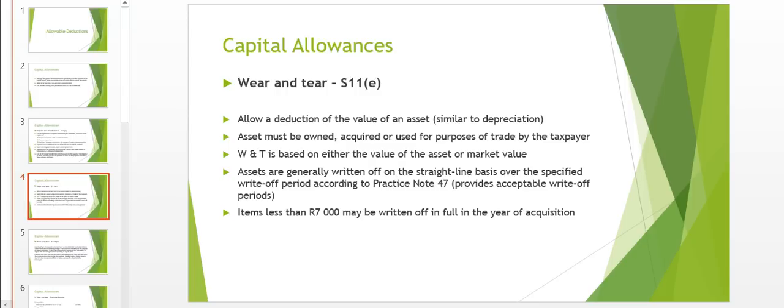With the wear and tear, you've got practice note number 47, which provides some acceptable write-off periods for any type of asset. It will tell you, for example, that the write-off period for a delivery vehicle is 4 years. That means you take the cost of your delivery vehicle, and the section 11E wear and tear allowance on it will be the cost divided by 4 years, and that's the allowance each year.